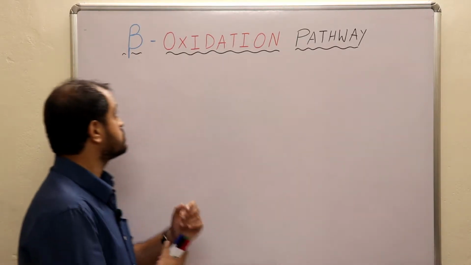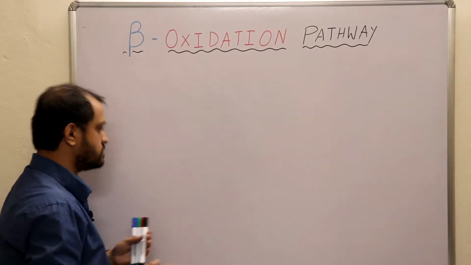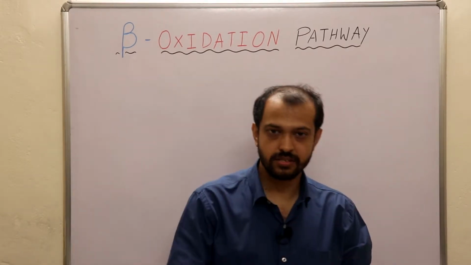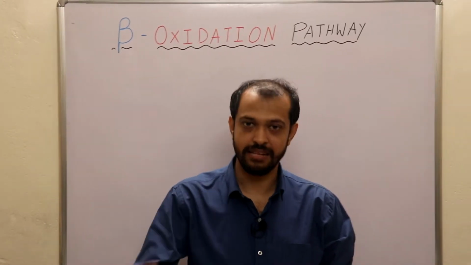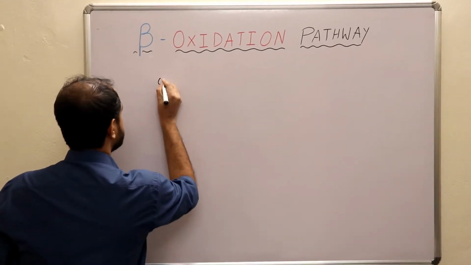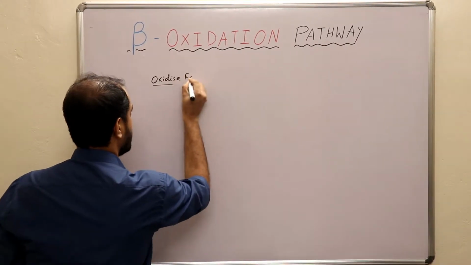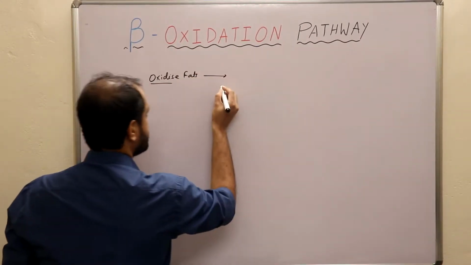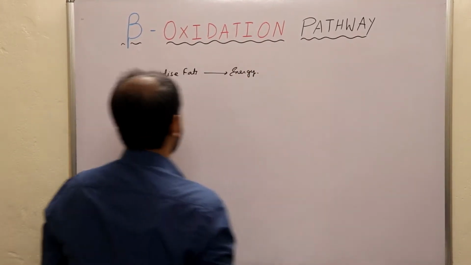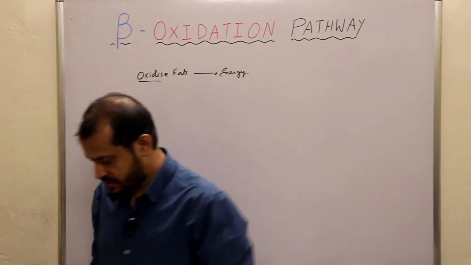Okay, so today's topic is the beta oxidation pathway. First of all, you should understand that beta oxidation is actually the destruction of fatty acids for gaining ATP. That is the main aim: to oxidize fats and get energy out of them. That's our first aim. Now we will discuss the beta oxidation pathway step by step.